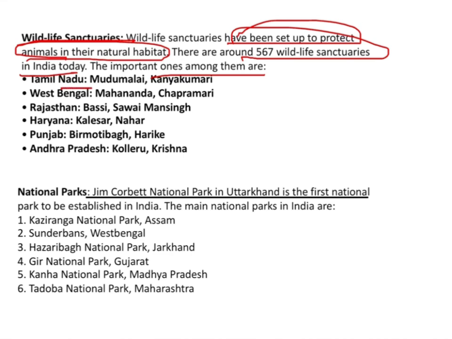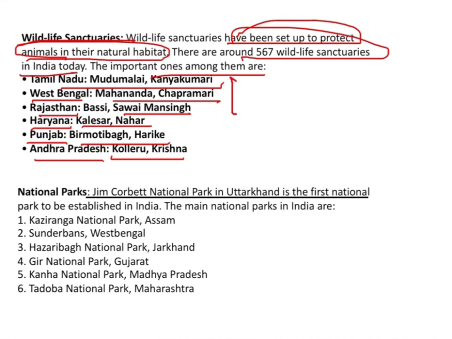Important among them are, in Tamil Nadu, Mudumalai and Kanyakumari, in West Bengal, Mahananda and Chapramari, in Rajasthan, Basi and Sawai Mansingh, in Haryana, Kalesar and Nahar, in Punjab, Bir Motibagh and Harike, and in Andhra Pradesh, Kolleru and Krishna. These are the important wildlife sanctuaries.